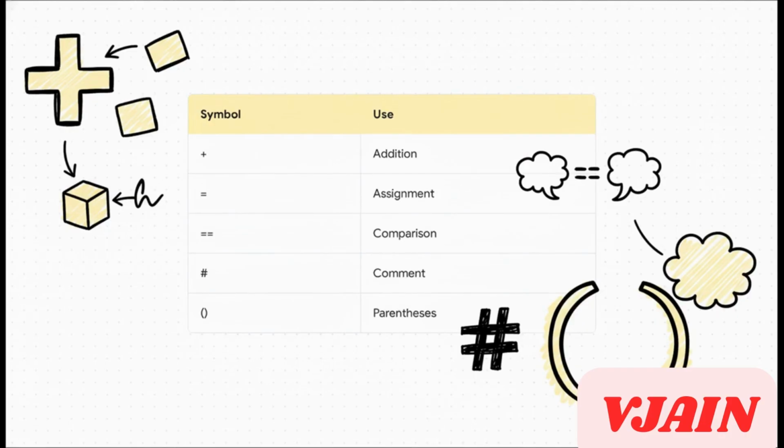You've got the plus sign for math, parentheses to group things together, the hash symbol for writing notes that the code ignores, and hey, pay close attention to the equal signs. A single equals gives a value, but a double equals checks if two things are the same. See? Tiny symbol, huge difference in meaning.